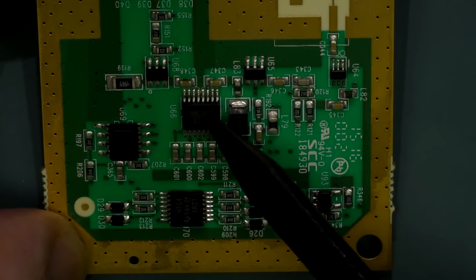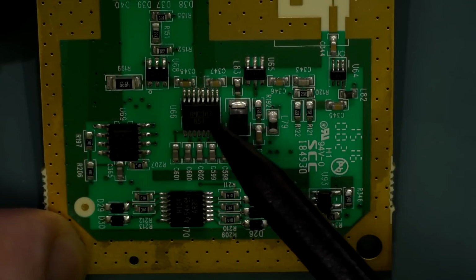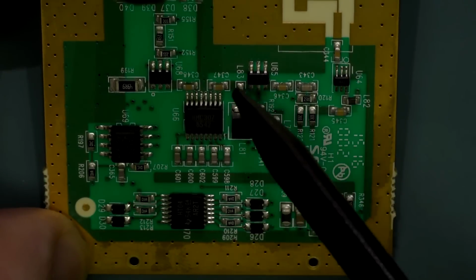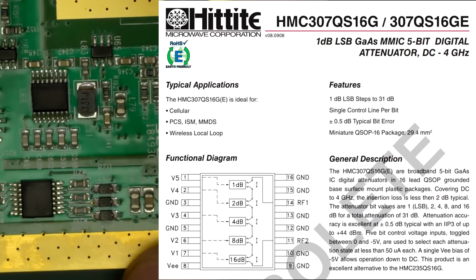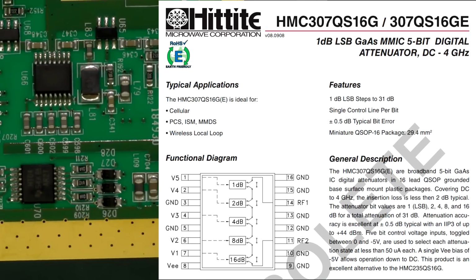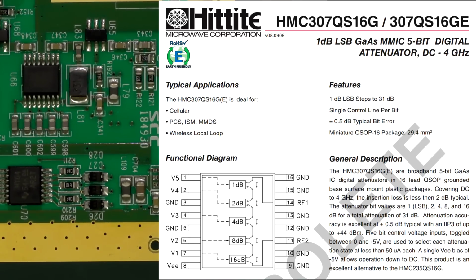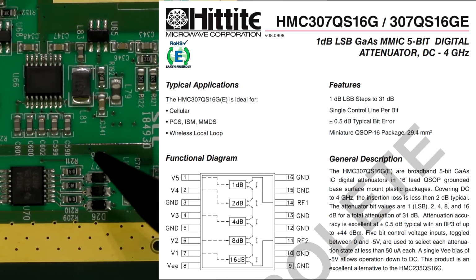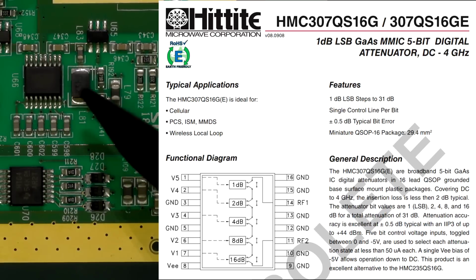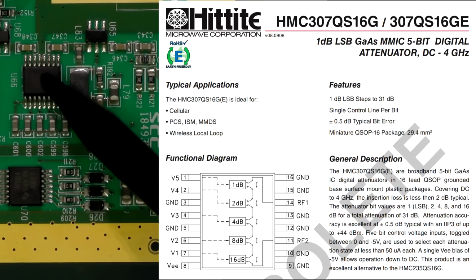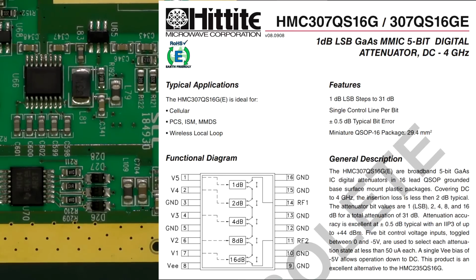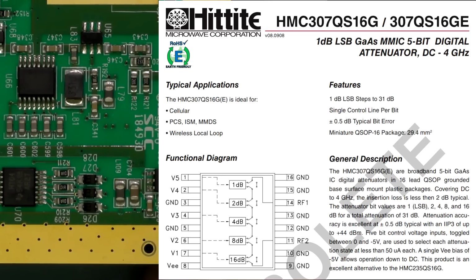And we've got a HMC307. This is from Hittite, now owned by Analog Devices. It looks like it's an obsolete part, but that's actually a digital attenuator. And when you go into the Siglent tracking generator software and you can set the attenuation value of the tracking generator, in this particular case, the chip goes from 1 dB steps up to 31 dB attenuation. So that's how it's doing it.